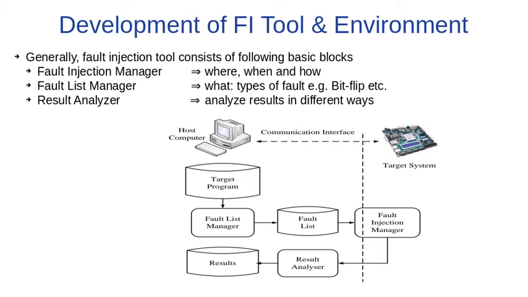The fault list manager describes what type of fault models you are using, such as bit flip and stuck-at fault models. The result analyzer is a very important component which analyzes the results in different ways. For example, in fault injection testing, it is used to calculate the fault coverage or the number of test vectors, etc. So this is the basic architecture of a fault injection tool, as shown in this figure.